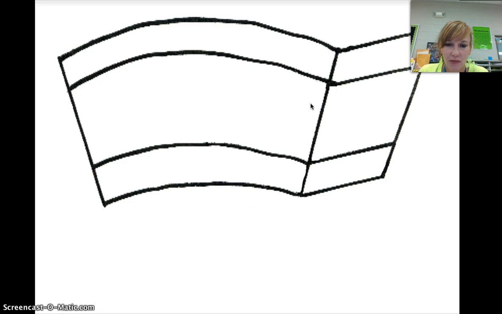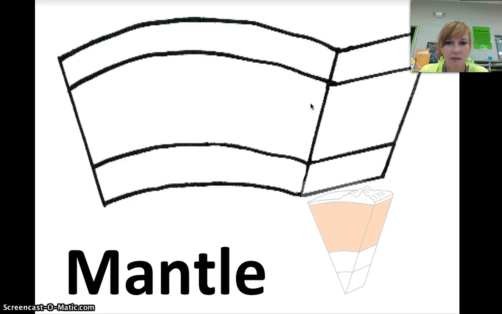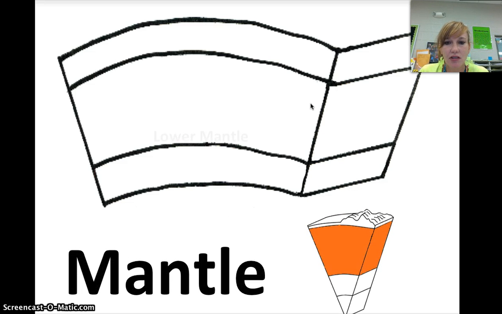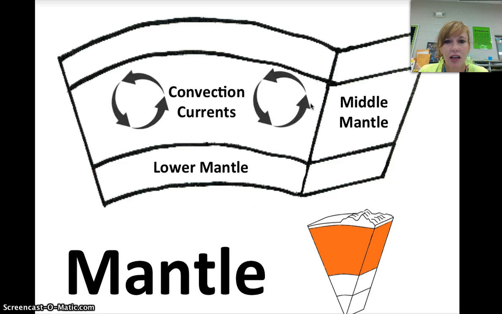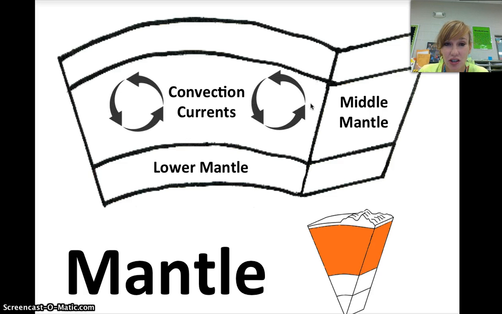So below the crust, we have the next layer, which is the mantle. And in the mantle, we have sections. We have the lower mantle, the middle mantle, and that's where we have what's called convection currents. And we're going to talk a lot about convection currents this year. This will be the beginning of convection currents, but we talk about them in the Earth's layers.